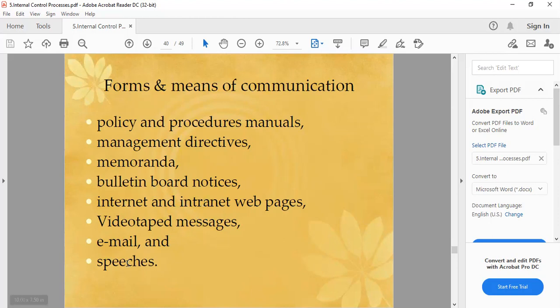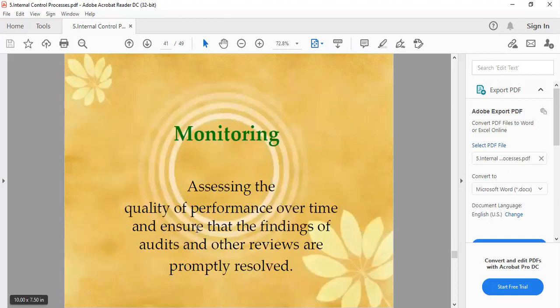Then email and speeches. So again, combinations of manual or the traditional and the electronic or technological. Then we have written and oral, or both or all. We do not stop with one form. Then monitoring, this is the last interrelated component.